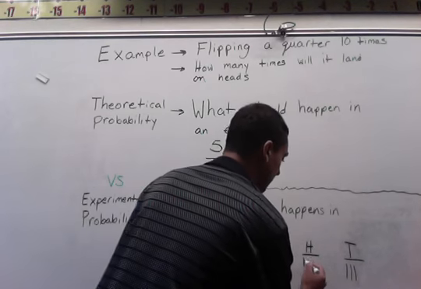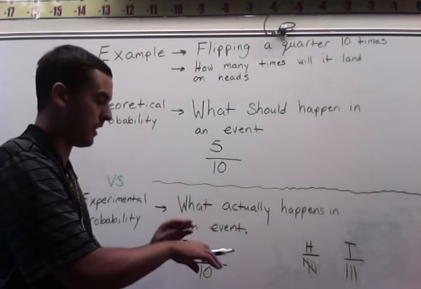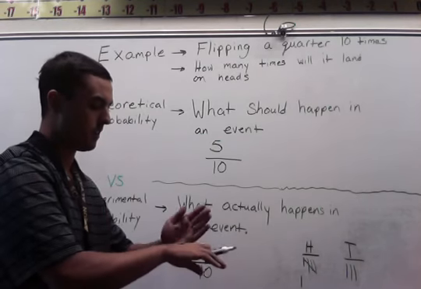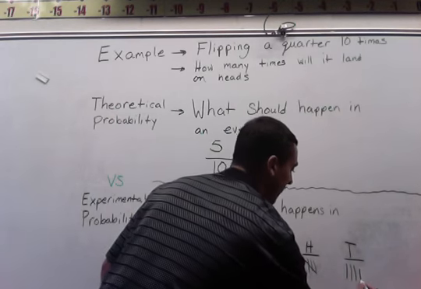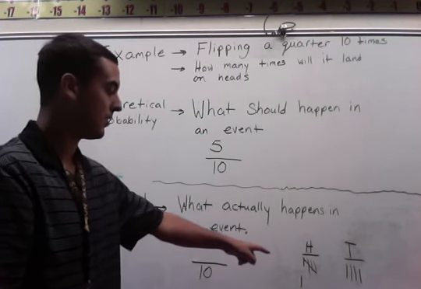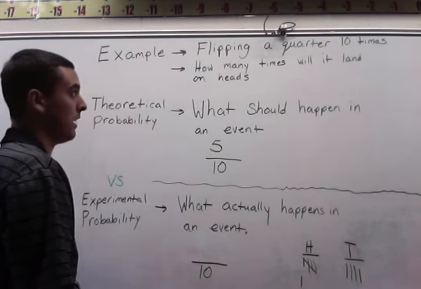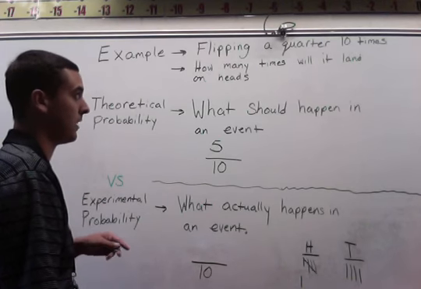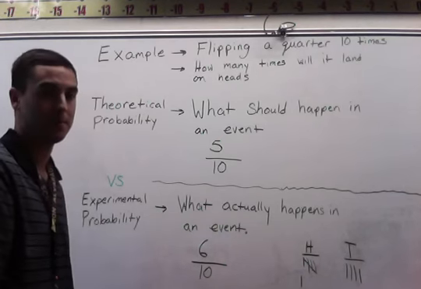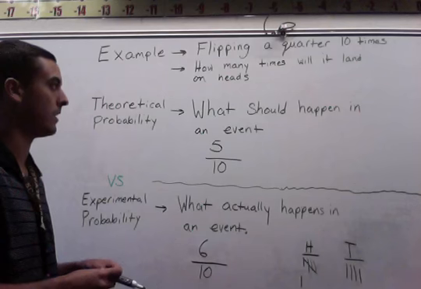Got another heads. So right now I flipped it 8 times. I got to flip it 10. I got another heads. And my last time here, I got a tails. All right? So I can see here, out of the 10 times that I flipped, 6 were heads, 4 were tails. So the experimental probability of how many times it will land on heads after I flip a quarter 10 times will be 6 out of 10. Okay? So that's what actually happened when I flipped the quarter 10 times.